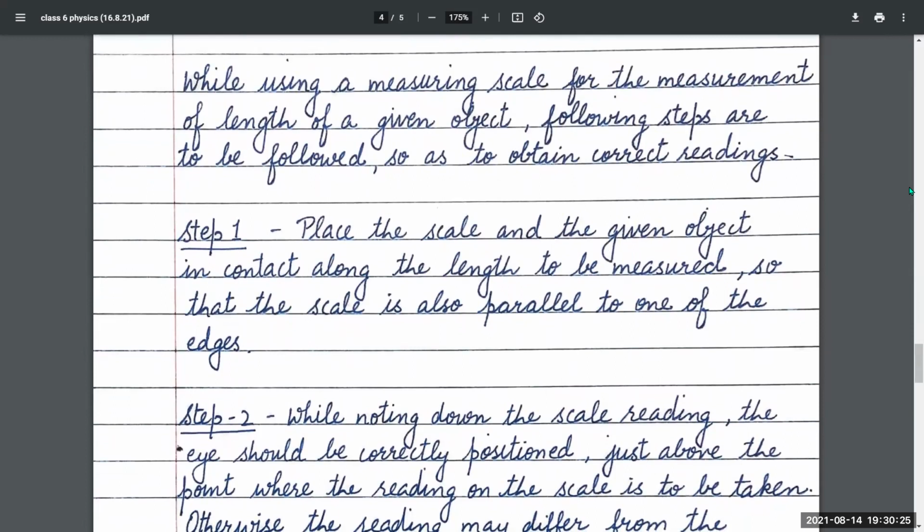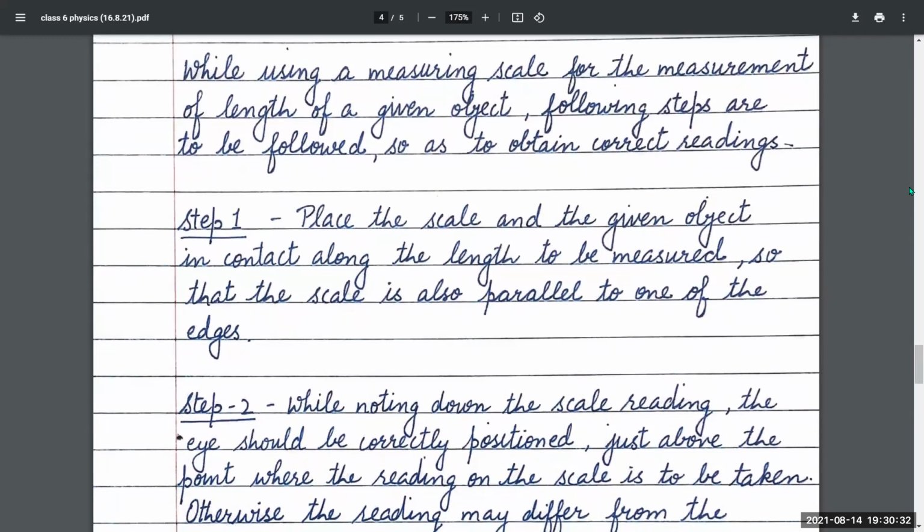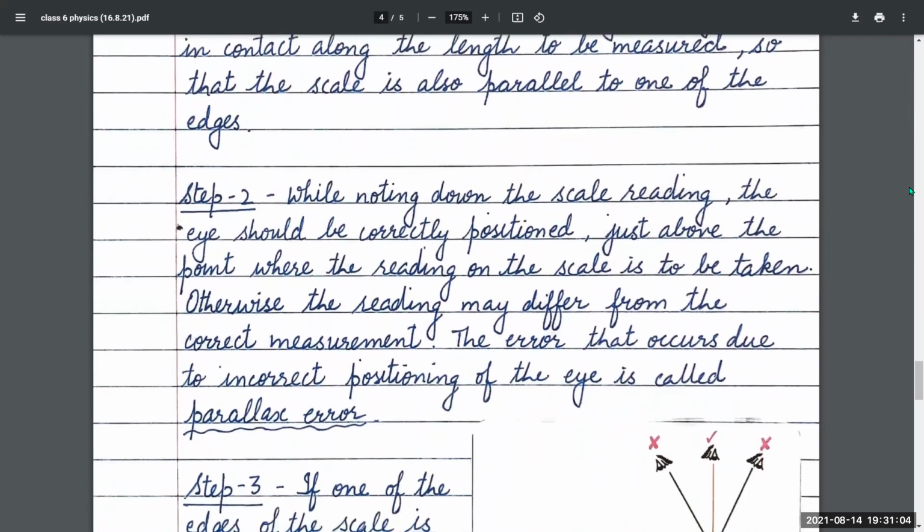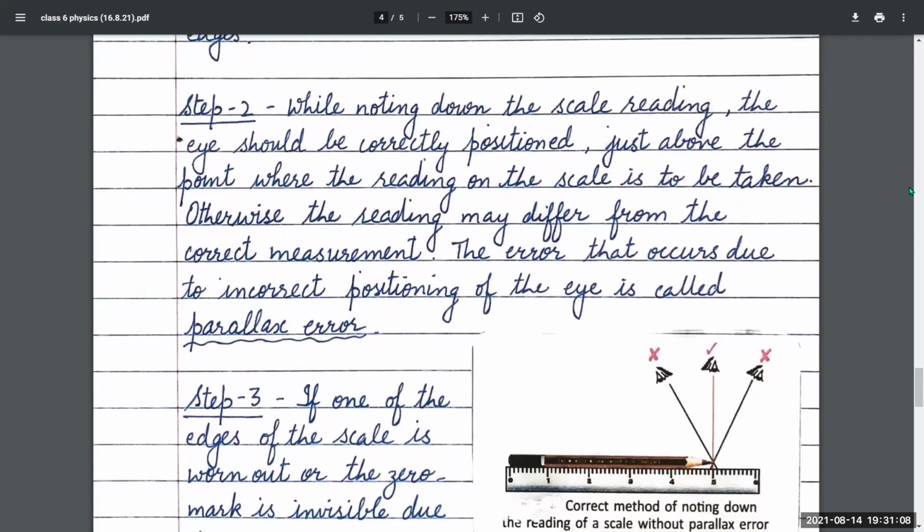Now, how can we use a measuring scale for measurement? The following steps should be followed to obtain correct readings. Place the scale and the given object in contact along the length to be measured so that the scale is also parallel to one of the edges. While noting down the scale reading, the eye should be correctly positioned just above the point where the reading on the scale is to be taken. Otherwise, the reading may differ from the correct measurement.